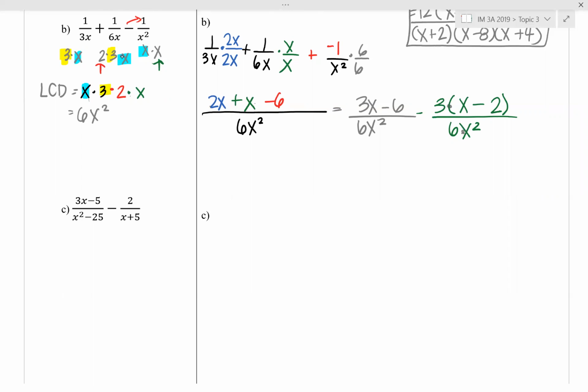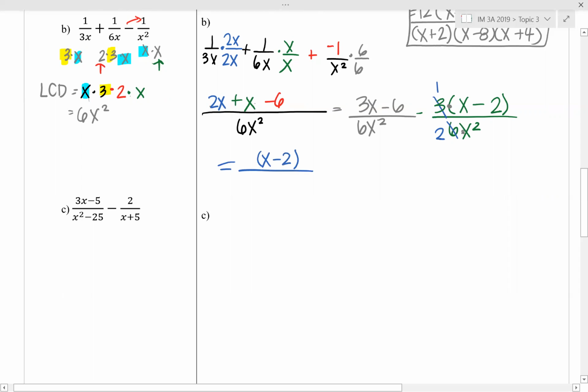So if I divide 3 by 3, I get 1. And if I divide 6 by 3, I get 2. So that means that the final answer for this one is 1 times x minus 2. So just x minus 2 over 2 times x squared. So that one did reduce in the last step.